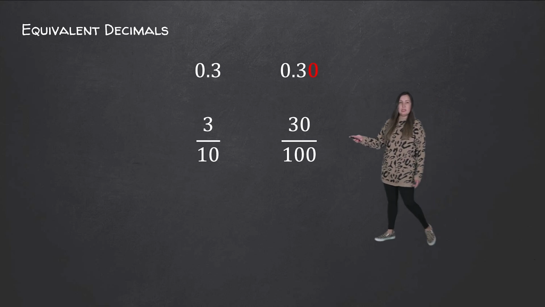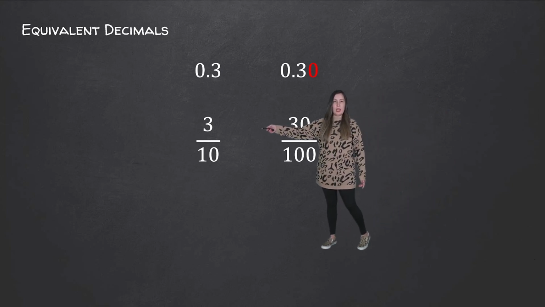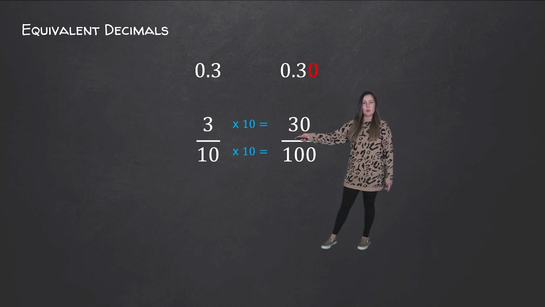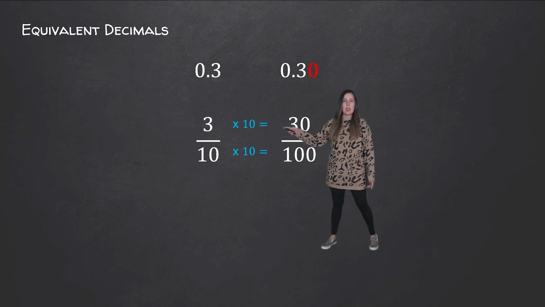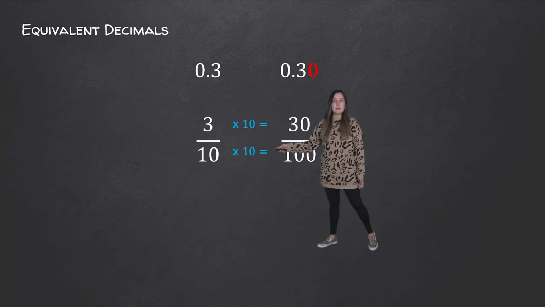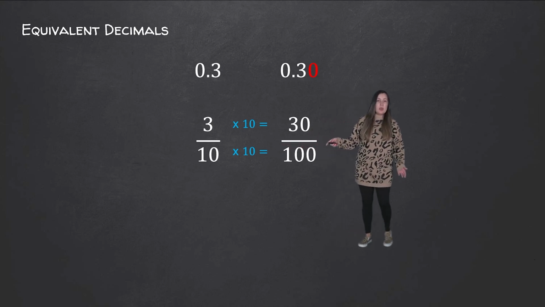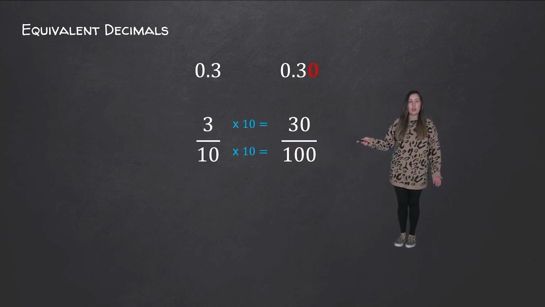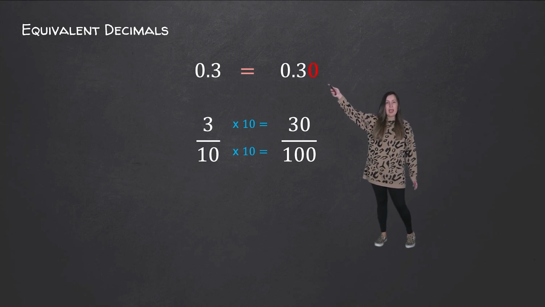And if we take our fraction 3 over 10 and multiply both the numerator and the denominator by 10, 3 times 10 is equal to 30. And whatever we do to the numerator, we do to the denominator. 10 times 10 is equal to 100, so that means that these two fractions are equivalent, making 3/10 and 30 hundredths equivalent. So that means if we added a 0 to the end, these two decimals would still be equal to each other.